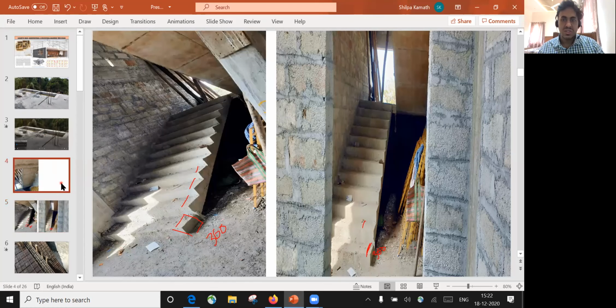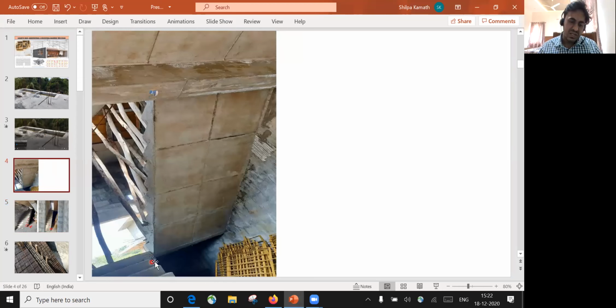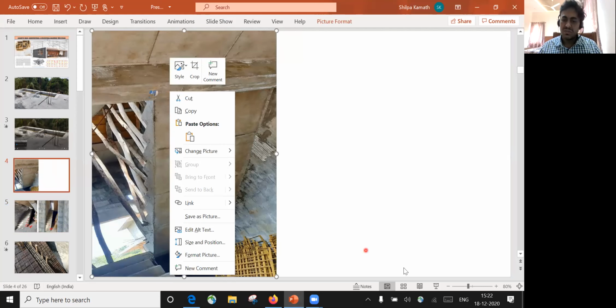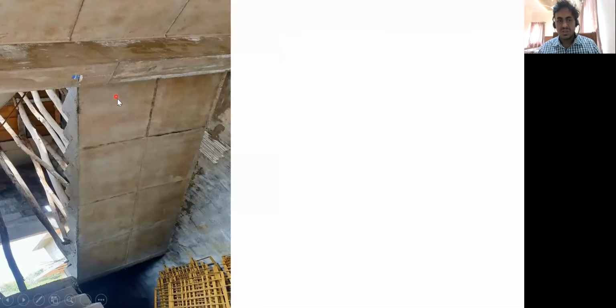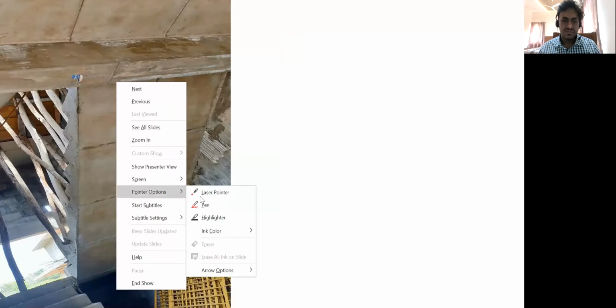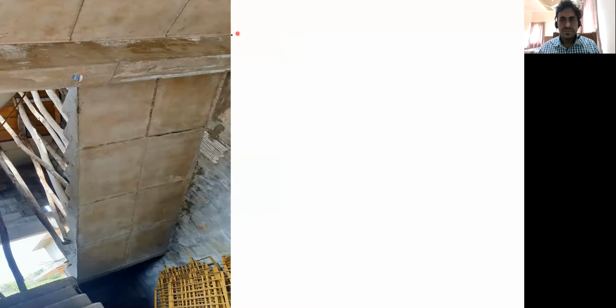Let me show that. See, this is my first flight and this is my second flight. You can see a beam which is crossing here. So the beam you can see here is called a mid landing beam. MB is mid landing beam, or sometimes we write it as MLB. MLB stands for mid landing beam.